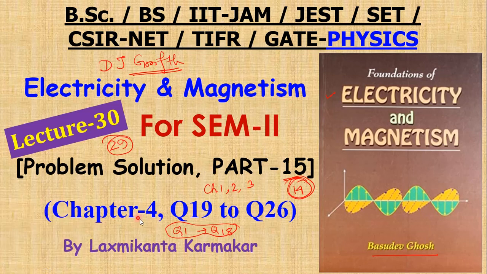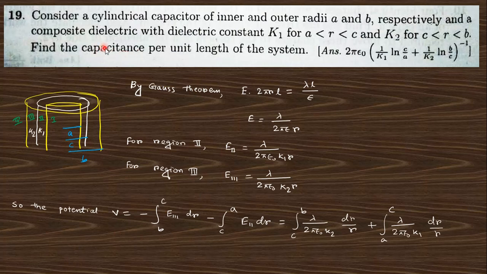In this video I want to discuss chapter 4 of this book, Electricity and Magnetism by Vasudev Ghosh, questions 19 to 26. So let's start with question 19, which says: consider a cylindrical capacitor of inner radius a and outer radius b respectively, and a composite dielectric with constant k1 for a to c.